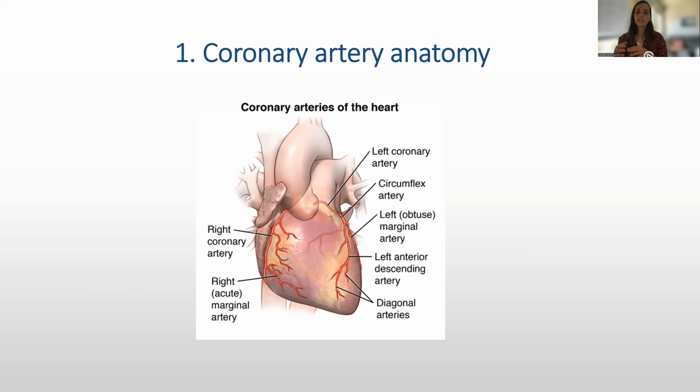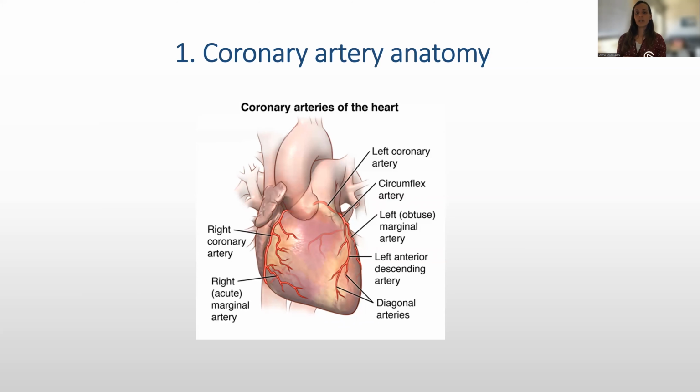The left coronary artery supplies blood to the left side of the heart, including the atrium and the ventricle. And this left coronary artery divides in two branches, the anterior descending artery and the circumflex artery.